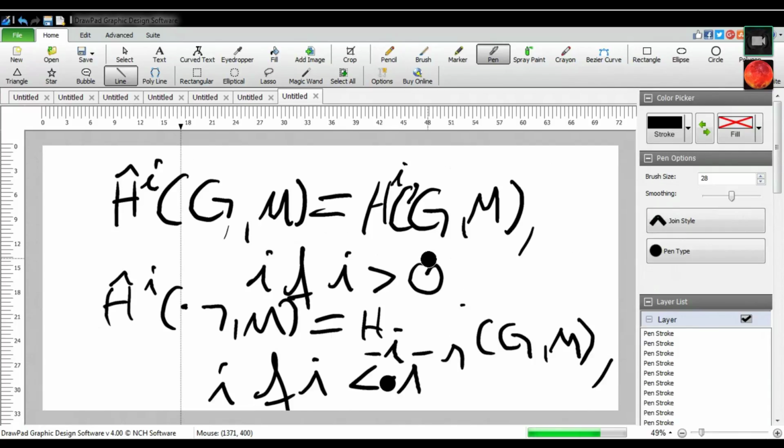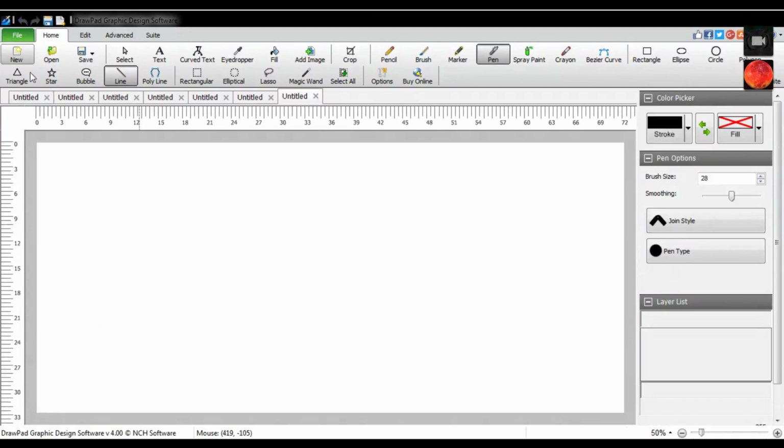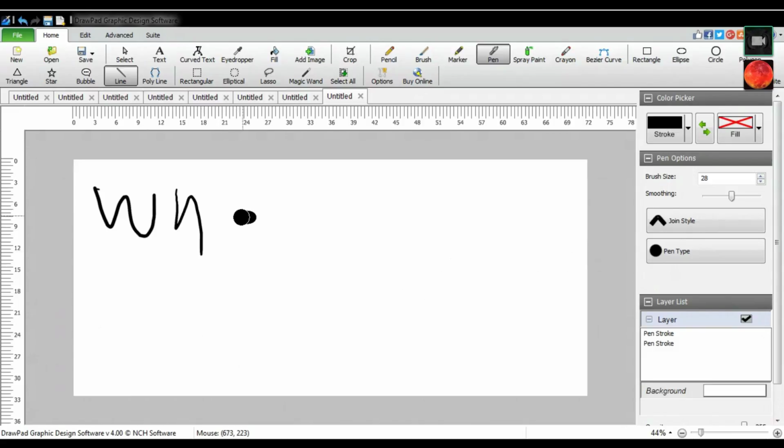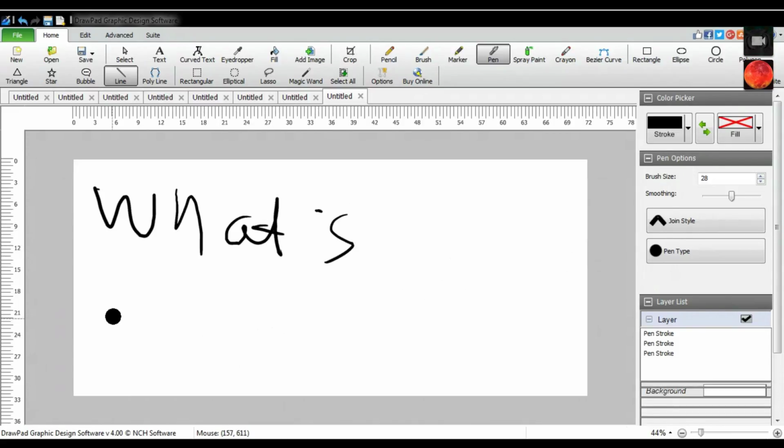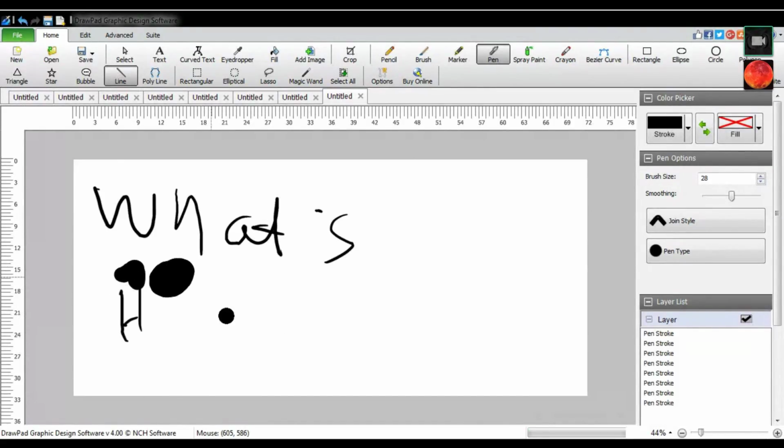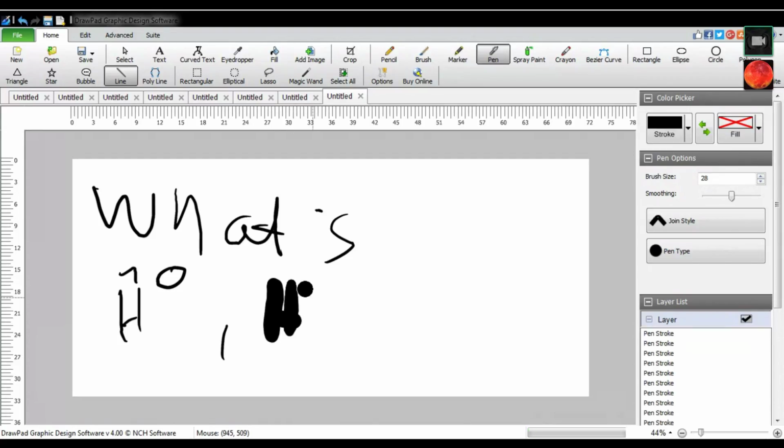So the real question is, what is the following? What is the 0th Tate cohomology? And what is the -1st Tate cohomology? This is a big question. Any questions so far?